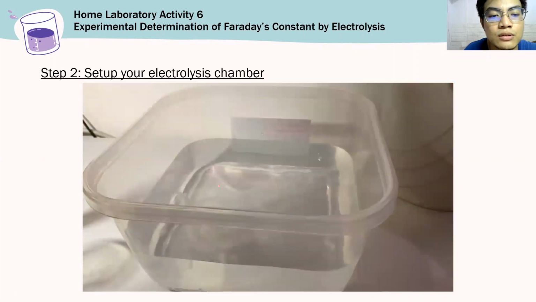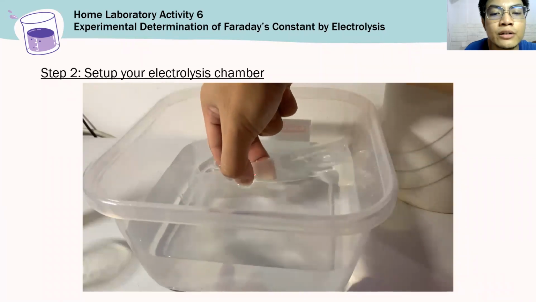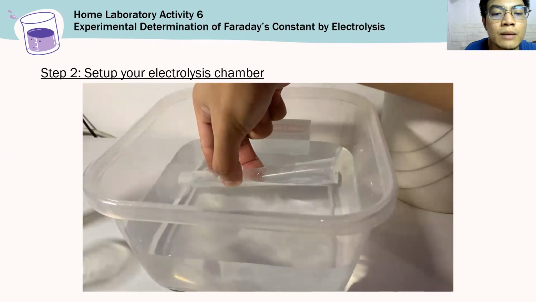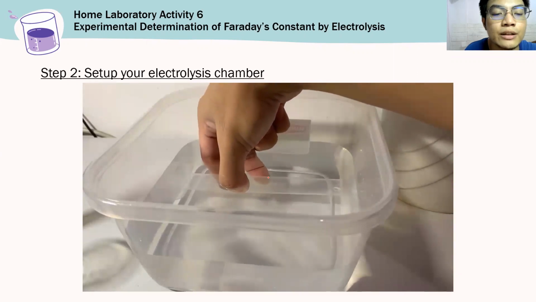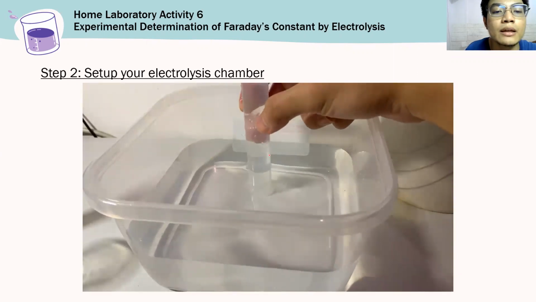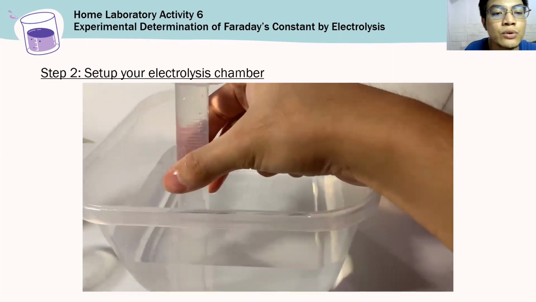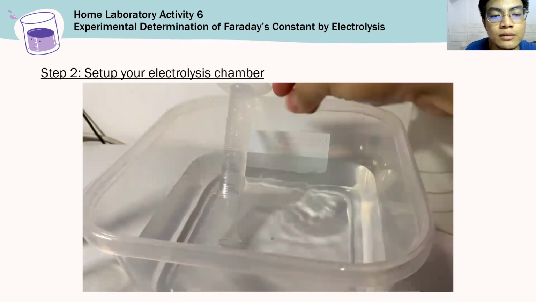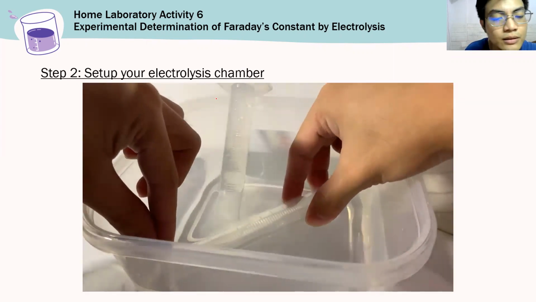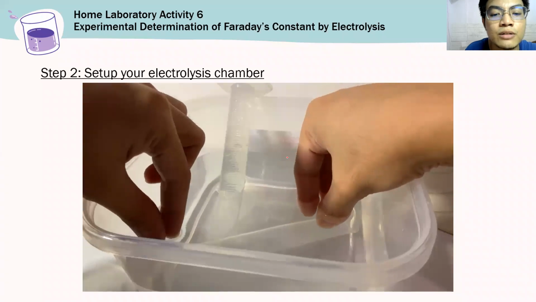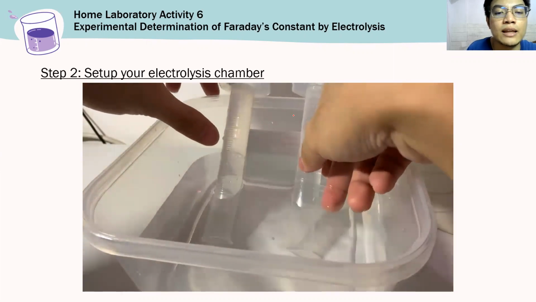In my case, I use a graduated cylinder. So you have to fill the graduated cylinder with water. Make sure that no air will be trapped inside it, just like that. And then you have to invert it. Again, you have to make sure that when you invert it, there are no gas particles trapped inside your graduated cylinder or test tube. It's up to you what you will use. Just fill it with water, ensure that there are no air bubbles trapped inside, and invert it like that.